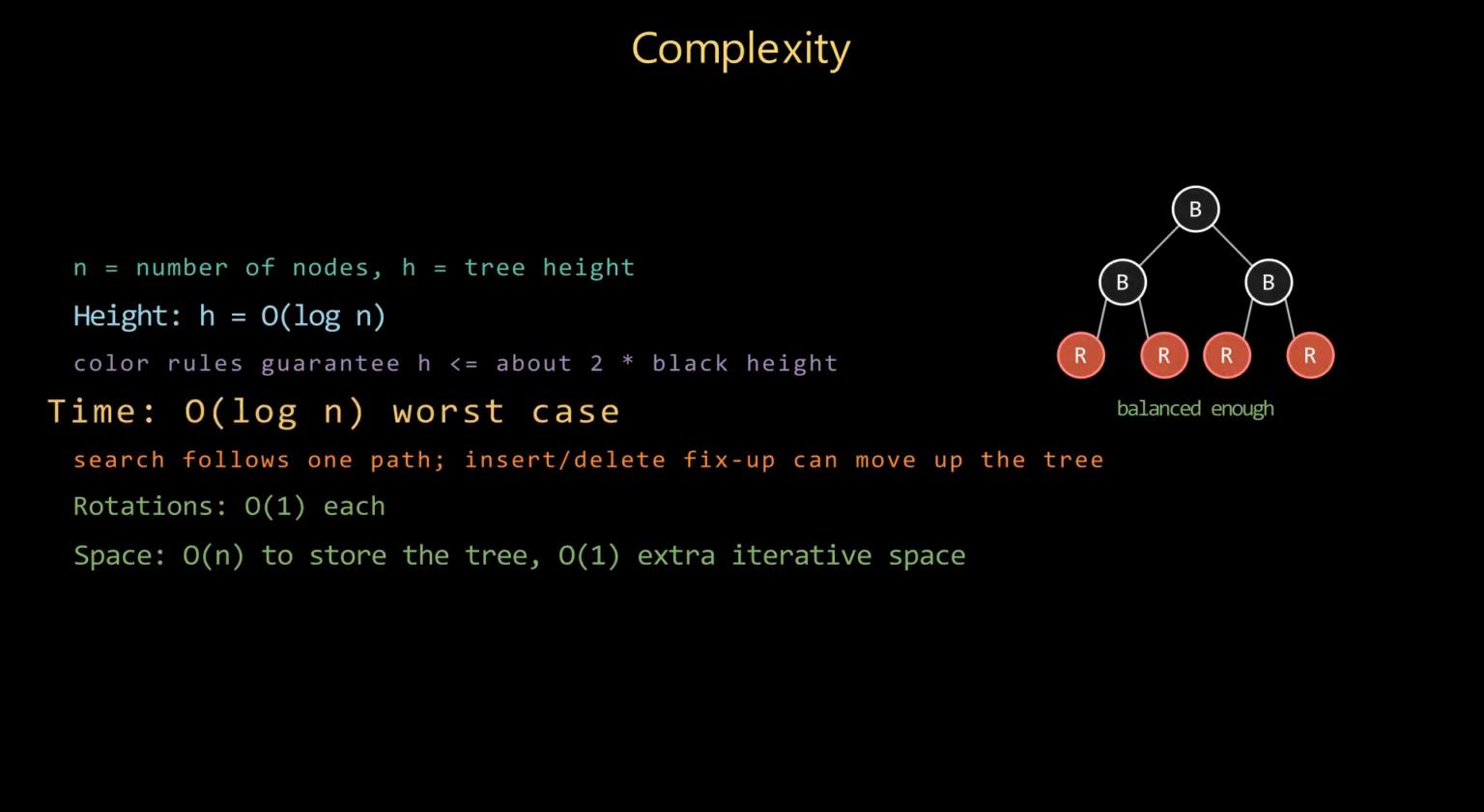Red-black trees keep height logarithmic, so search, insert, and delete each take O(log n) time in the worst case. The tree stores n nodes, while iterative operations use O(1) extra working space.